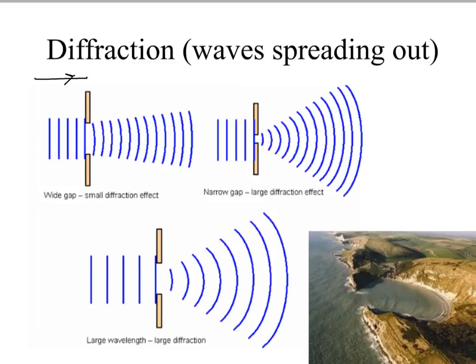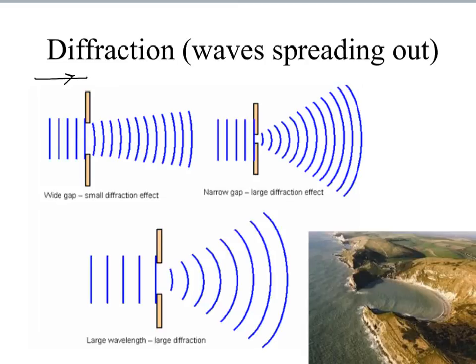So let's compare these 2 diagrams at the top of the page. In each diagram, our wave is travelling from left to right, so each wave is travelling in the same direction. And as each wave travels, it passes through a gap. And we can imagine this as water waves passing through a harbour, or something like this situation shown in this picture below.